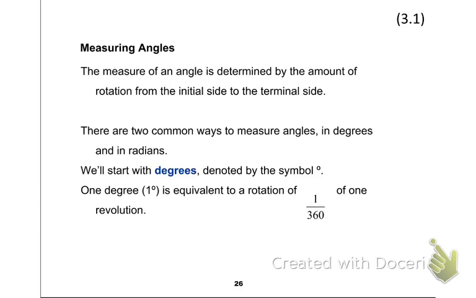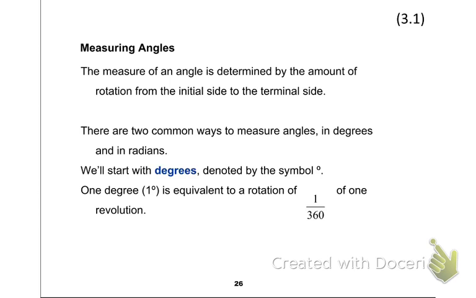So today we are going to be talking about section 3 of chapter 7, Radian Measures. When we talk about measuring angles, the measure of an angle is determined by the amount of rotation from the initial side to the terminal side. There are two common ways to measure angles, in degrees and in radians. We will start with degrees because we are the most familiar with that, and that is what we have kind of grown up knowing about.